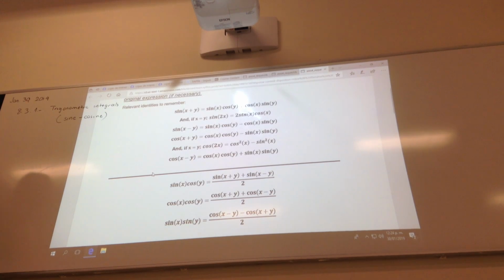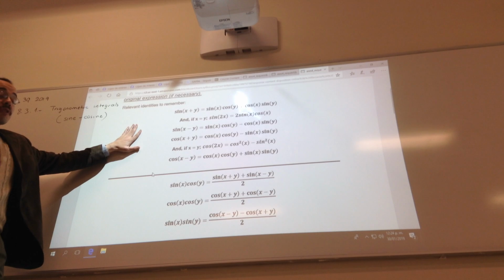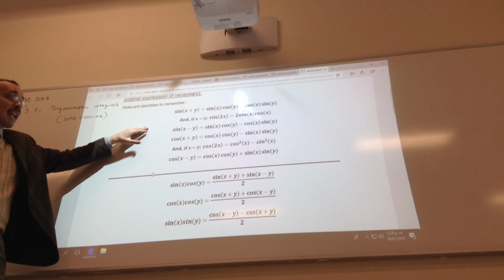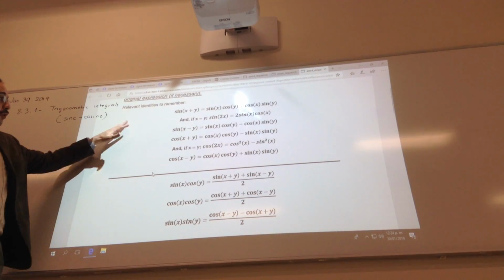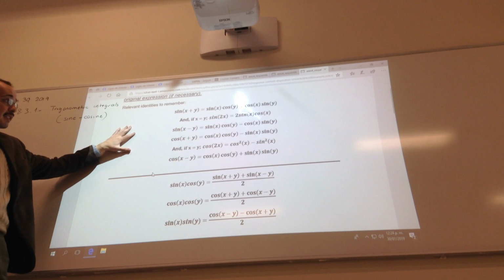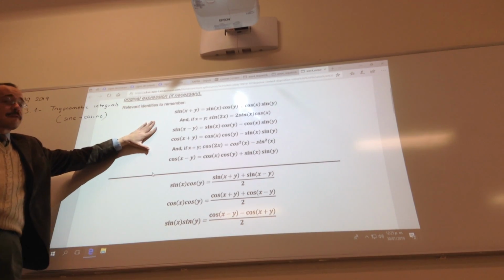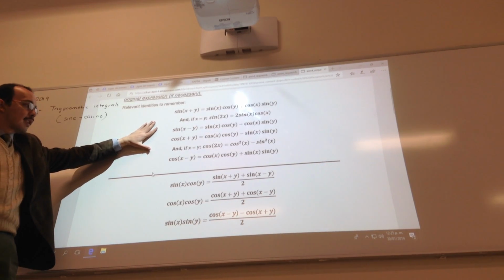Okay, no problem. Fine. The idea is that we have formulas for sum and difference of angles, and we're going to apply them to do what? To rewrite the integrals. So we have new identities for this semester. This first one, this one, this one, this one, and that one are called the sum and difference formulas. We saw them in Math 4, but it's fine.